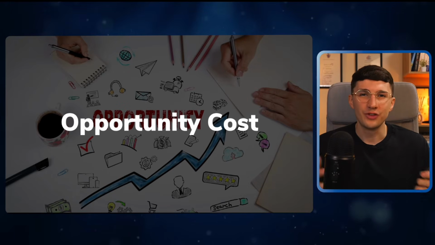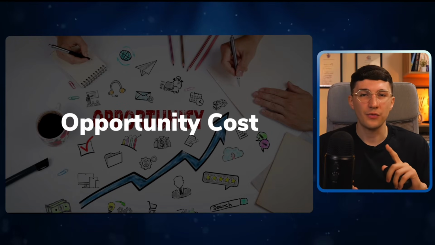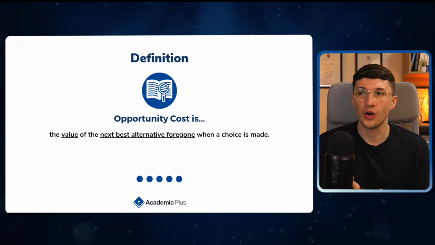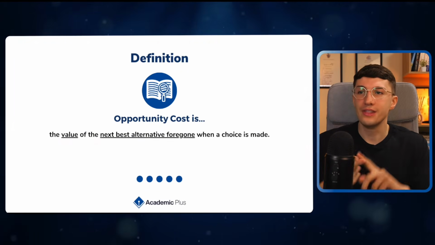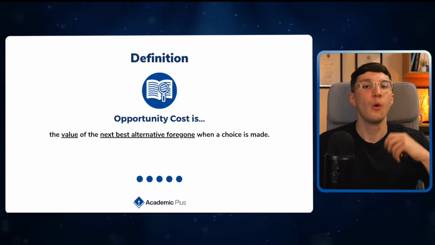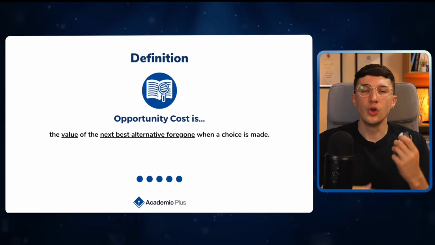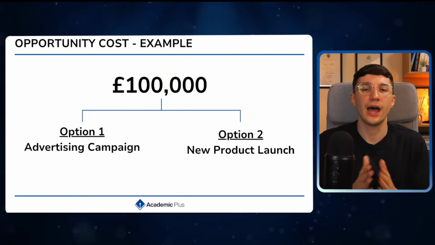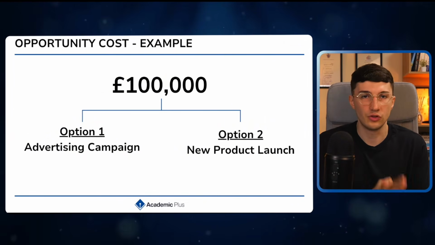And the final key term that I want to introduce will be the concept of opportunity cost. Now, the opportunity cost is the value of the next best alternative forgone when a choice is made. Now, looking at this in terms of an example, let's say I've got £100,000 and I can only invest in one of these two options.